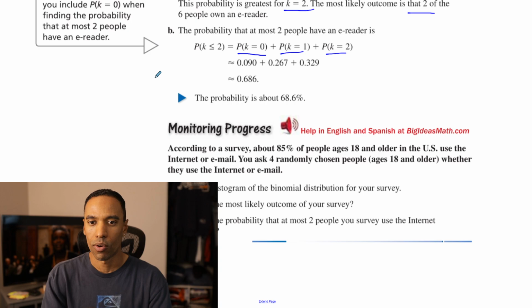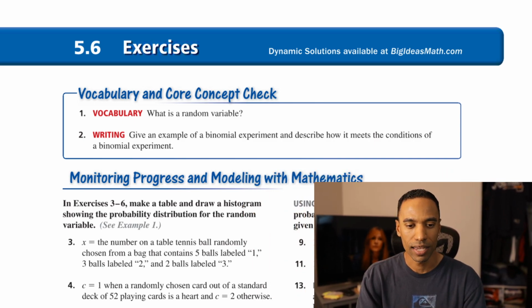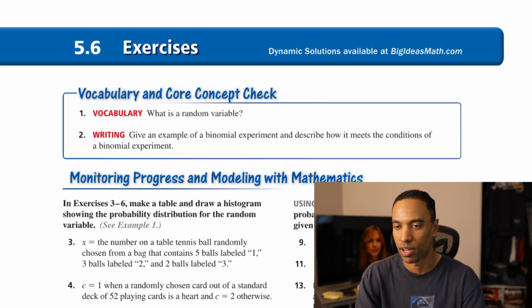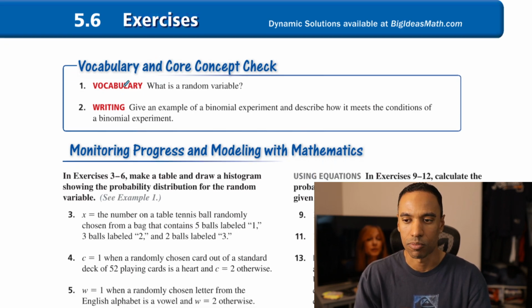Okay. So it's quite an interesting go, and we're already done with the examples, which they do not get deep into. I'm sure the problem set's going to ask some tricky questions here or there. They might even bring up cumulative natures. But let's go ahead and dive into the vocabulary and core concept check.